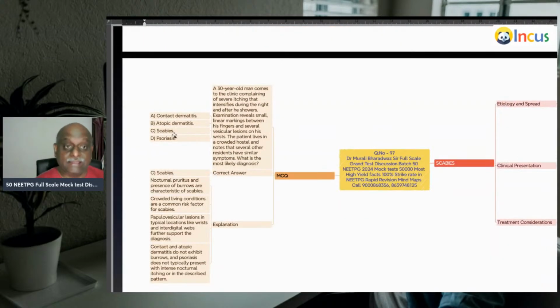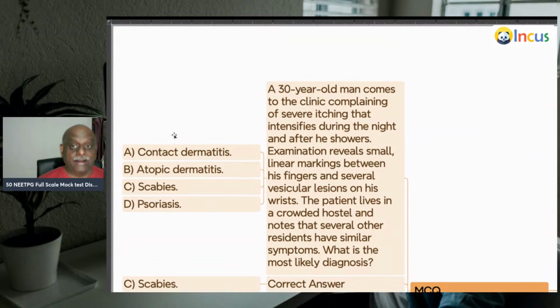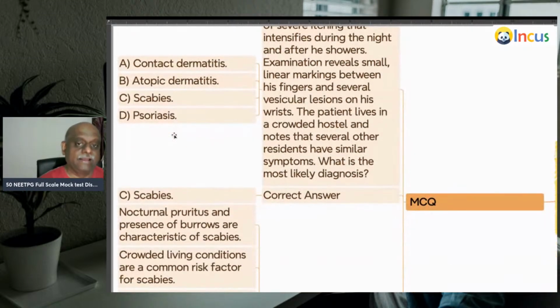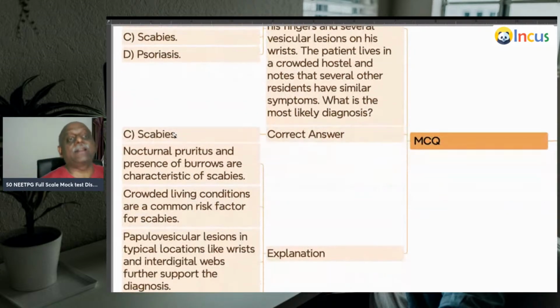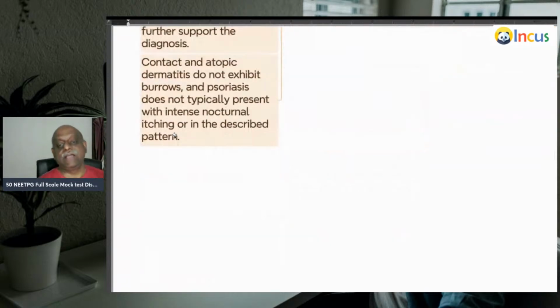A 30-year-old complains of severe itching, which intensifies during night. He's in a crowded hostel. Typically, there are linear markings between his fingers and several vesicular lesions on the wrist. Burrows, nocturnal pruritus, characteristic of scabies.